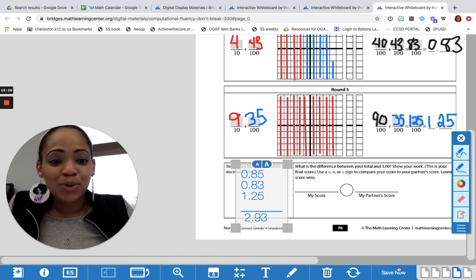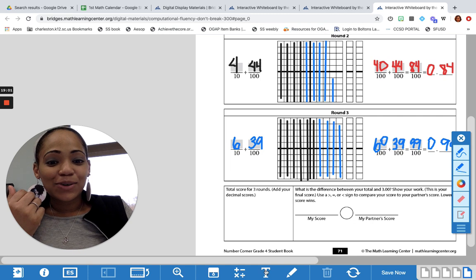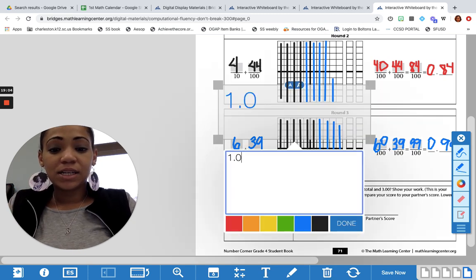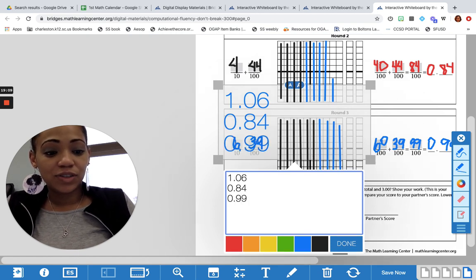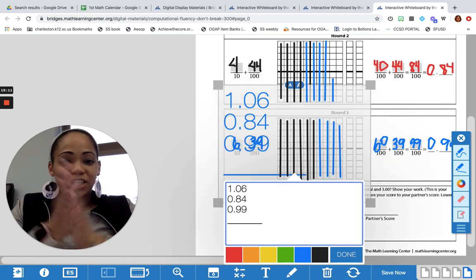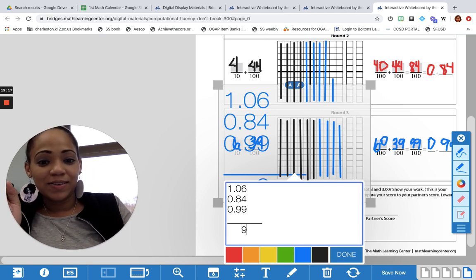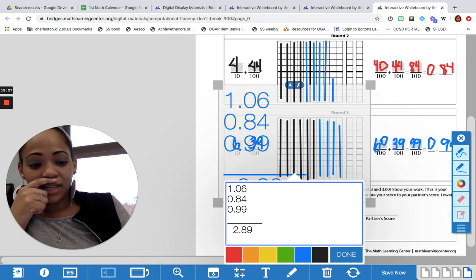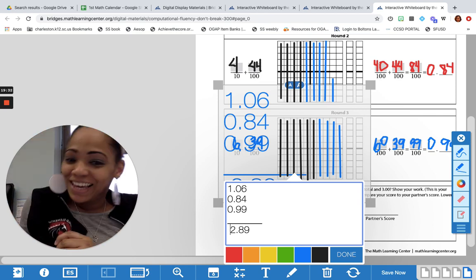Did you guys find your total? Did you win? Oh, I didn't. Okay, so yours was 1 and 6 hundredths, 0 and 84 hundredths, and 0 and 99 hundredths. So what'd you get? Okay, so 9 went in your hundredths place. 8 went in your tenths place. Yikes, I'm getting nervous. And 2 goes here. Did I win? Oh yeah, oh yeah, oh yeah.